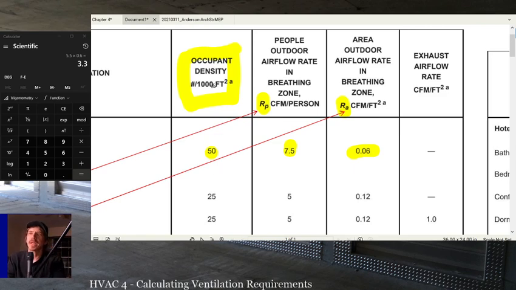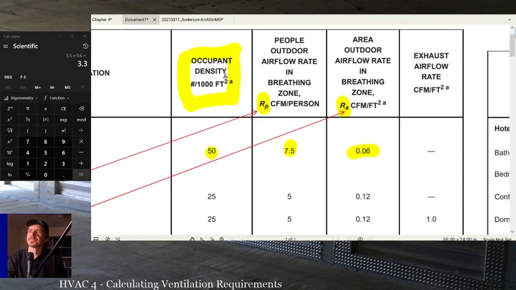So if this was a 1,000 square foot space, there would be 50 people in it. If it's a 1,500 square foot space, there'd be 75 people in it. If it's a 2,000 square foot space, there'd be 100 people in it, and so on and so forth. Whatever that number turns out to be, I always round up. You always assume, if you end up with like 4.3, well then there's 5 people.